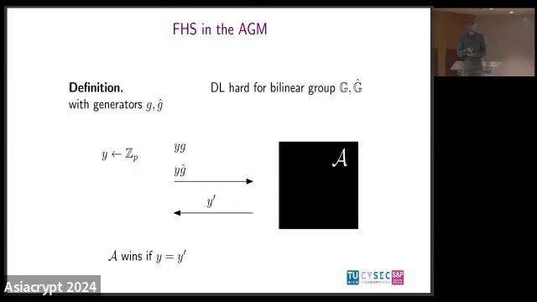And we can make this assumption more general again, which is then called the Q1, Q2 power DL assumption, where the adversary gets y times g, y squared times g, up to y to the Q1 times g, and in the other group, he gets y times g hat up to y to the power of Q2 times g hat, and it must still be hard to find y. That assumption might look a bit contrived, but it is in fact the standard assumption used in most AGM proofs.